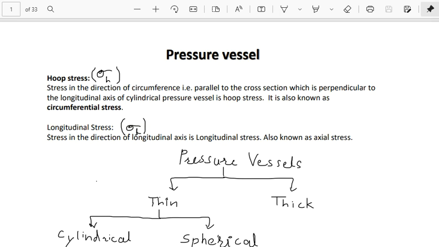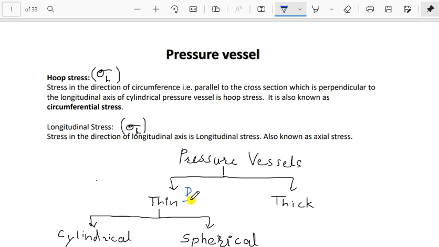In today's lecture we are going to discuss pressure vessels from the point of view of PSU and GATE. So let us very first start with the classification of pressure vessels. Pressure vessels are divided into thick and thin depending upon the ratio of diameter to thickness. We will classify whether it is thin or thick.